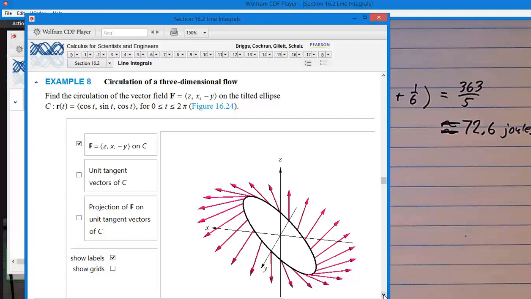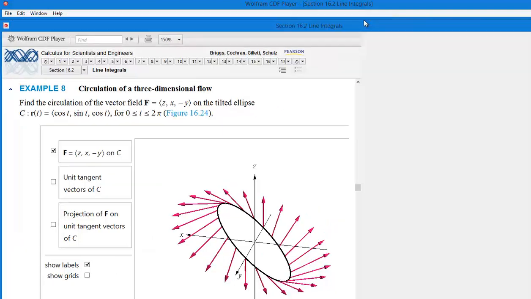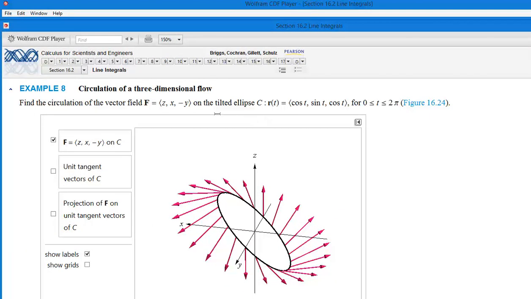Oh, by the way, what do we have here? Well, we have an example of a three-dimensional flow. Find the circulation of the vector field zx negative y on this tilted ellipse. So draw the unit tangent vectors. There they are in green. So now, see these red vectors? These red vectors are from the vector field. And so what happens is we are projecting, when we do the dot product, right, onto the green vector.